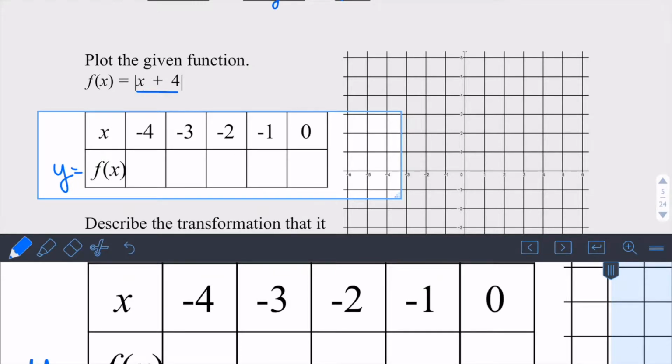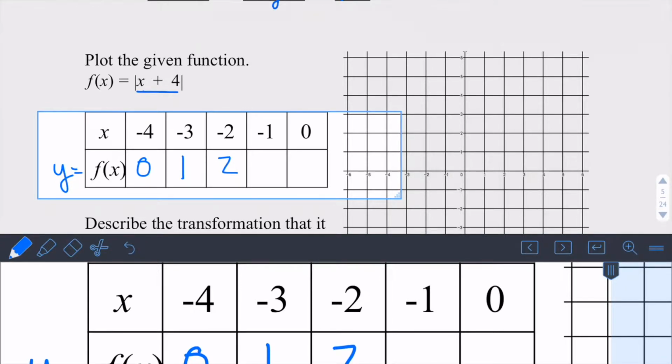So when we plug in -4 for x, we get -4 plus 4, which is 0, and the absolute value of 0 is 0. The next one, if we input -3 for x, we get -3 plus 4, which is 1, and the absolute value of 1 is 1. And then if we plug in -2 for x, we get -2 plus 4, which gives us 2, and the absolute value of 2 is just 2.